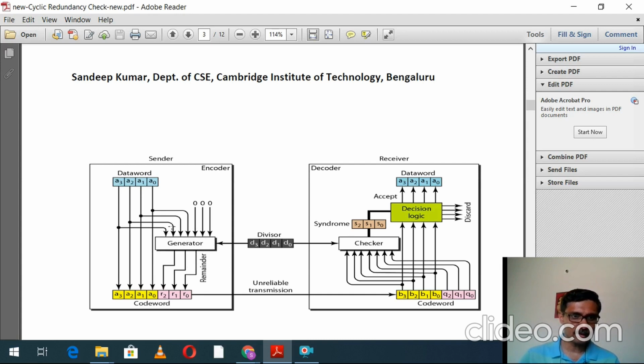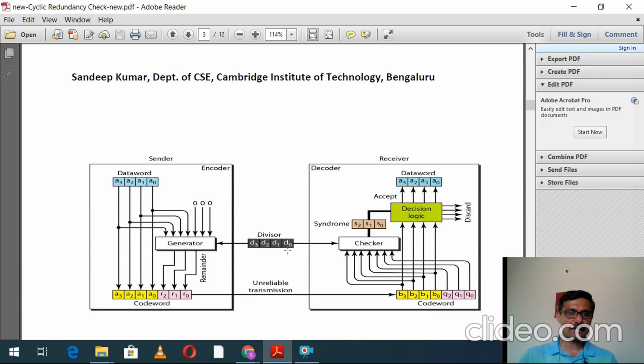What is an augmented data word? It takes the k-bit data word and adds some number of zeros to it. What is that number of zeros? In our example, 3 bits are added to the data word to form an augmented data word. How do we decide these 3 bits? It is 1 bit less than the number of bits present in the divisor which is used.